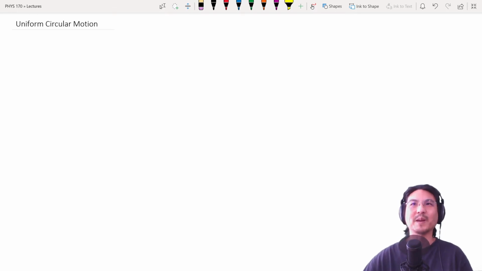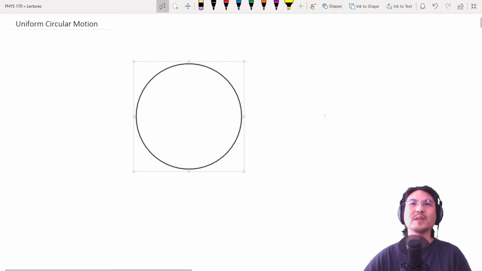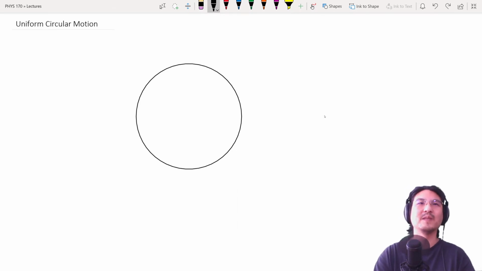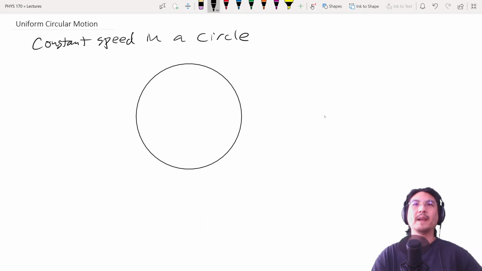So that's the topic today. We're exploring a particular case. What if you're just going in a circle at a constant speed? So that's uniform circular motion. Uniform meaning constant speed, and then in a circle. Okay, so let's say you're going counterclockwise.